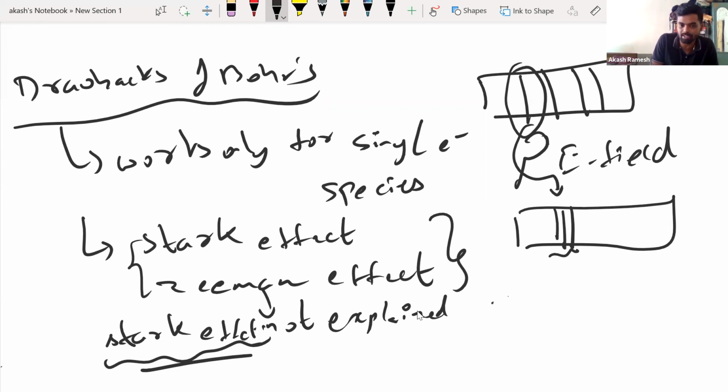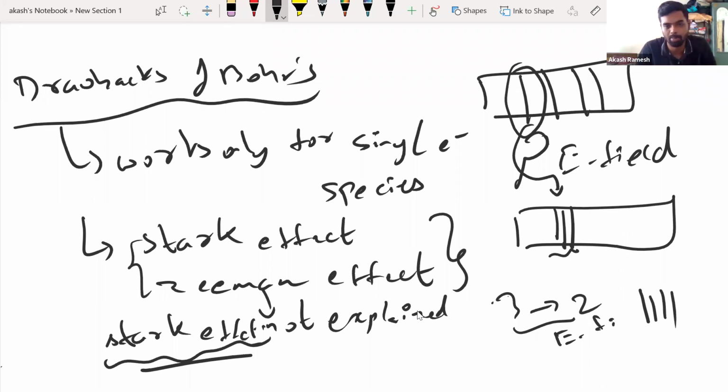Because for one emission, say from 3 to 2, if the electron goes, there'll be one line in the spectrum, right? But for 3 to 2, in the presence of an electric field, you are going to get multiple lines. Why this happens, Bohr was not able to explain. We will not try to explain this because it is beyond the scope of your 11th class. All you have to understand is that the spectral line is splitting in the presence of an electric field, and that could not be explained by Bohr.